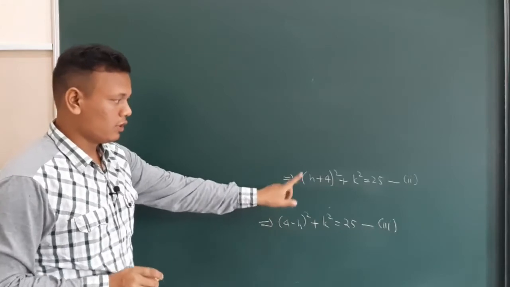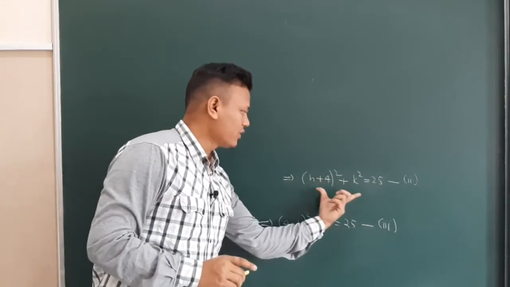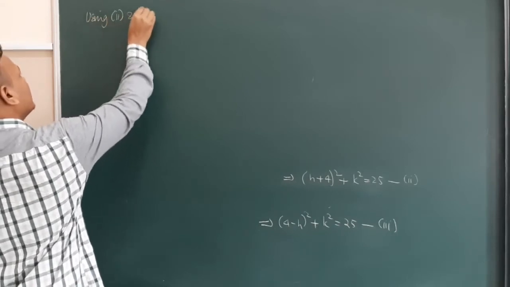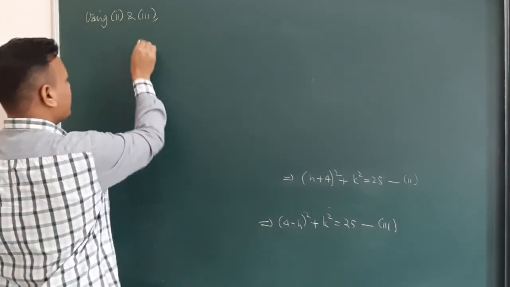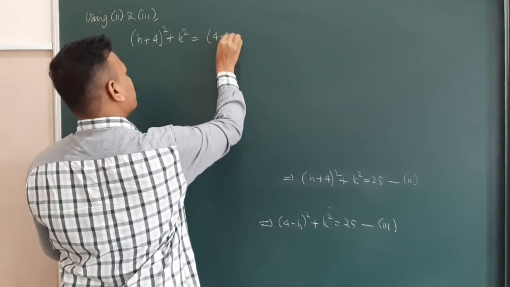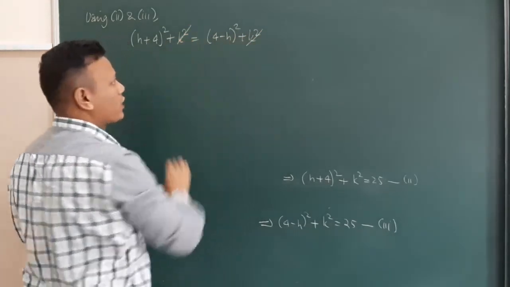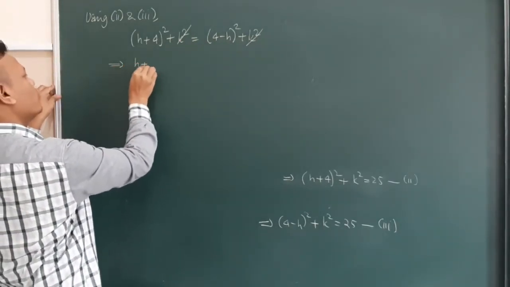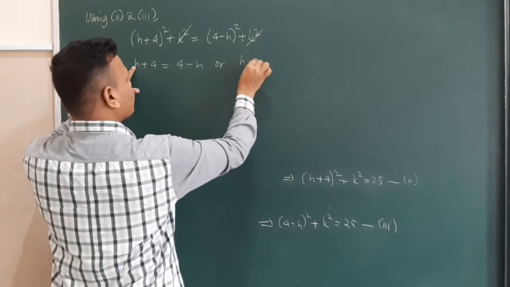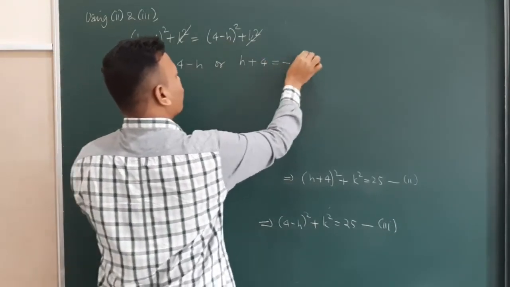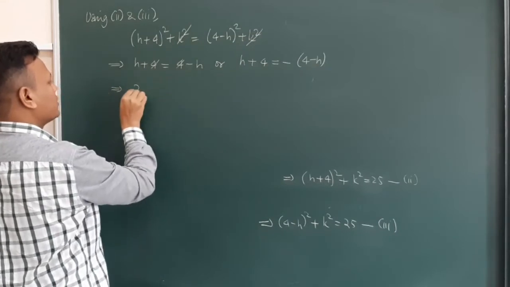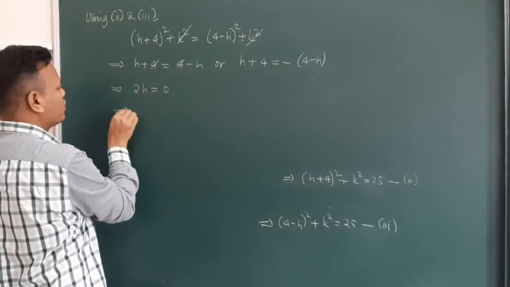From 2 and 3, this is 25 and this is also 25, so the right-hand sides are equal, which means the left-hand sides must be equal. So we must have (h + 4) whole square plus k square equal to (4 - h) whole square plus k square. The k squares cancel, so take the square root. Taking the positive square root, h + 4 equals 4 - h. Taking the negative square root, h + 4 equals negative of (4 - h). From here, 4 and 4 cancel, and 2h equals 0, so the value of h turns out to be 0.